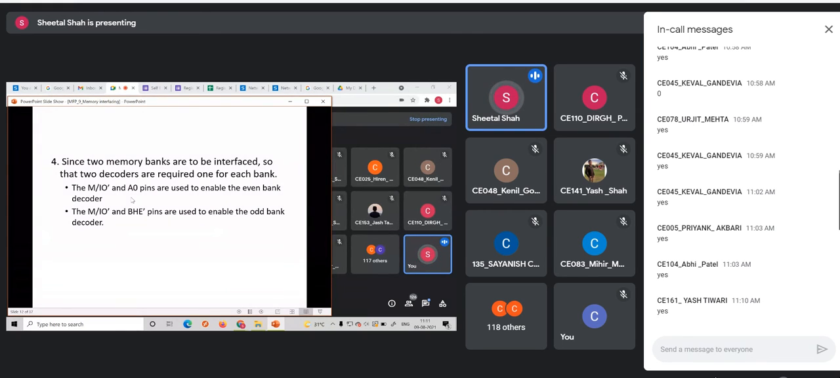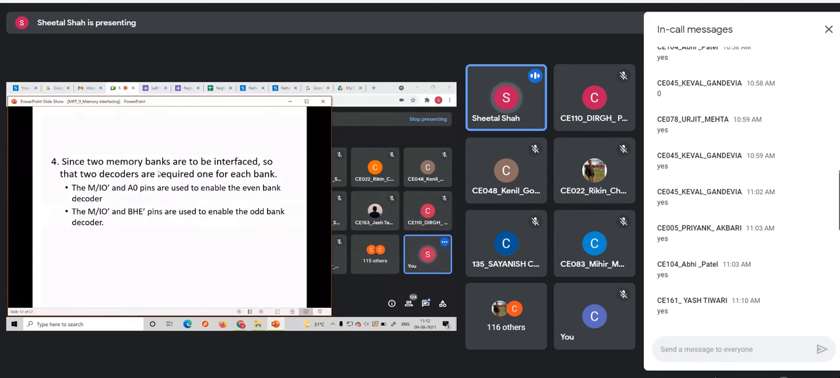The M slash IO bar and A0 pin are used to enable the even bank decoder. Are you getting this? So if I want to enable the even bank decoder, then I should have M slash IO bar. If it is memory, then it should be 1. If it is IO, then it should be 0. The IO devices can also be selected in a similar way. Okay. But for the IO devices, the number of address lines would be only 16 bits. Are you getting this?